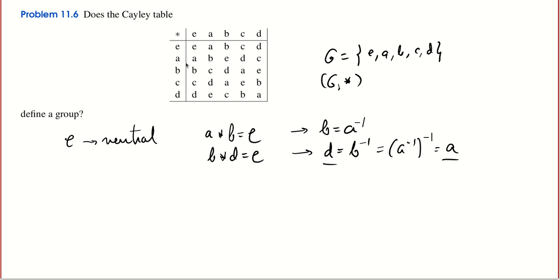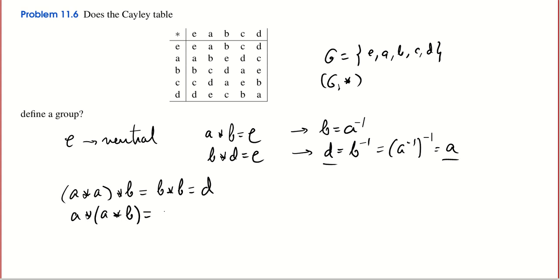And the reason for that is, well, let's see. Let's take, for instance, this operation, A times B. A times A is B. So what we have is B times B. And B times B is D. So this is D.